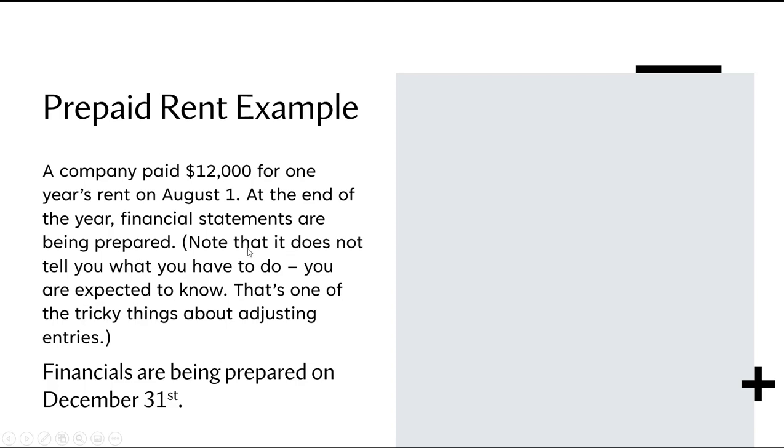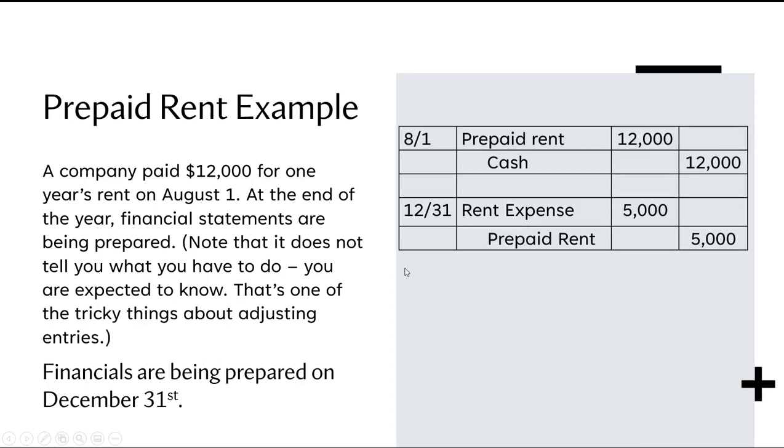Now, notice that it doesn't tell you what you have to do. That's one of the problems with adjusting entries. A lot of times, you'll read in a textbook and it'll just say a company paid $12,000 for 1 year's rent on August 1st. Financials are being prepared December 31st. They don't tell you what you have to do. So you have to figure it out, right? So what happened? Some of that was used up, right? So on August 1st, here's our entry that we made. We debited prepaid rent for $12,000 and we credited cash for $12,000.